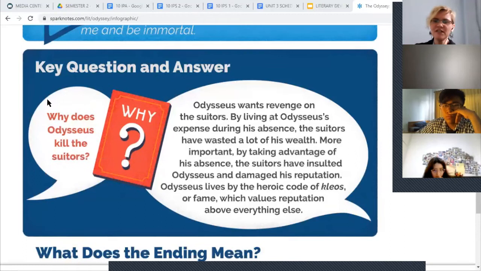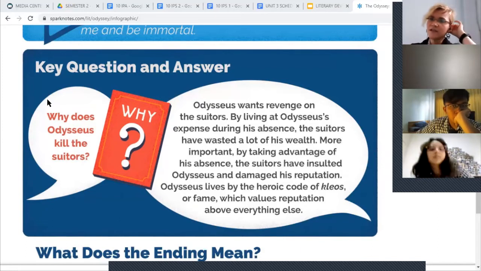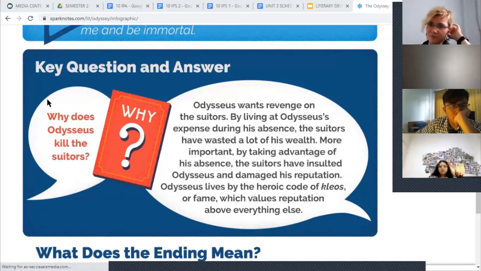Now, a key question here is, why does Odysseus kill the suitors? So finally he gets home, but he doesn't come like, oh, Penelope, I've missed you. No, he comes disguised because he knows that the suitors will kill him. That's why he disguises himself, to come up with a plan to take back his kingdom and his wife.